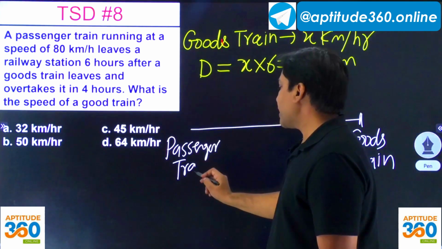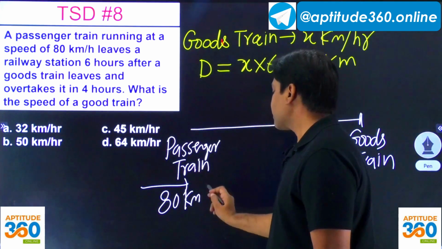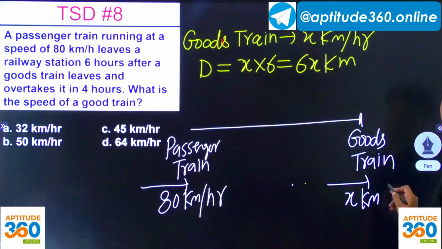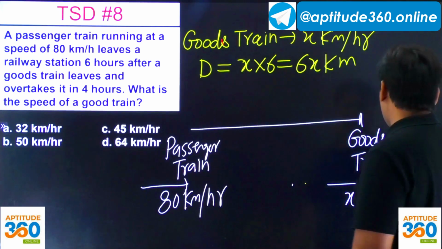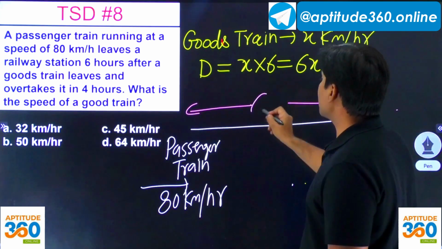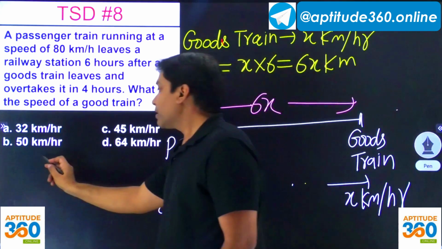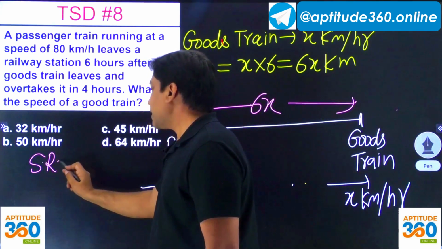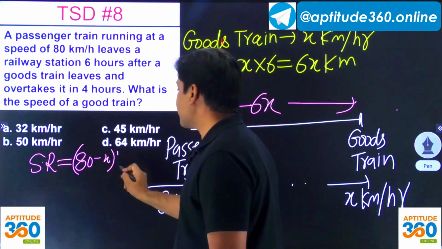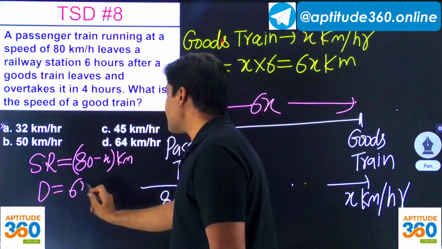The speed of passenger train is given to you in the problem as 80 kilometers per hour. And the speed of goods train, which we need to find out, we have assumed as x kilometers per hour. एंड इनके बीच का जो गैप है, as of now the gap between these two is 6x kilometers. You understand this? Now, what is the relative speed? Relative speed is 80 minus x kilometers per hour. Do you understand this? And what is the distance? The relative distance as of now is 6x kilometers.